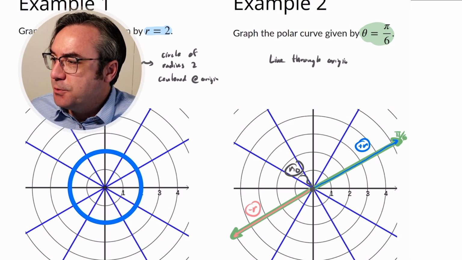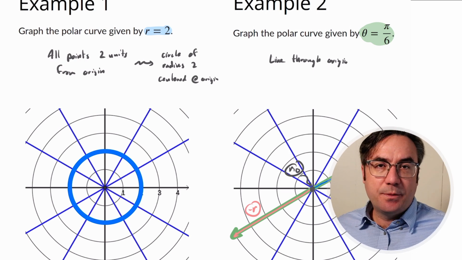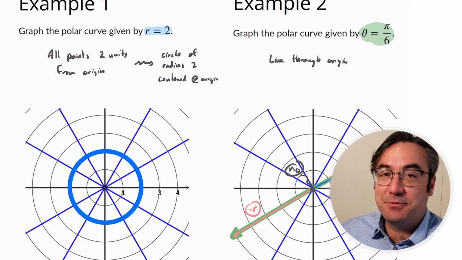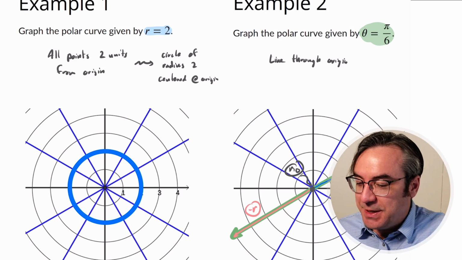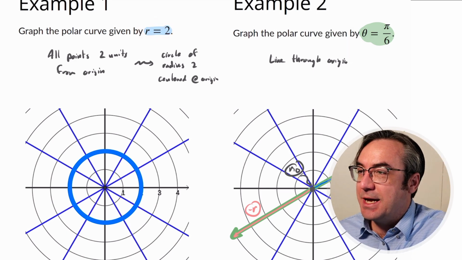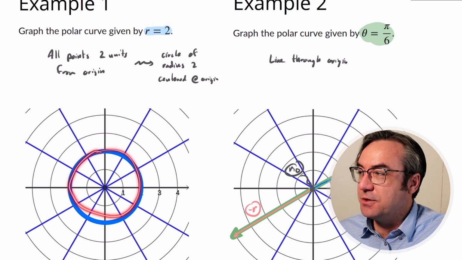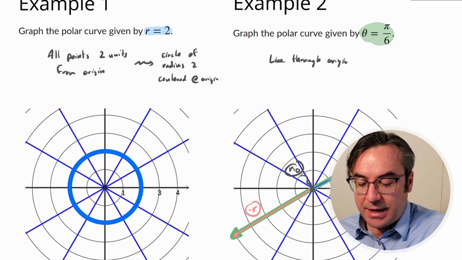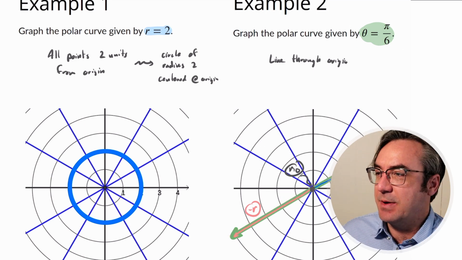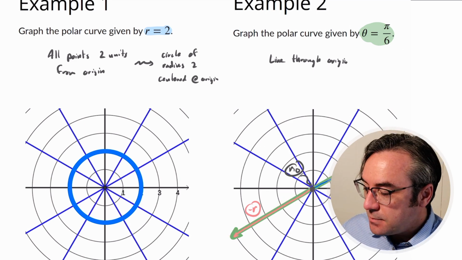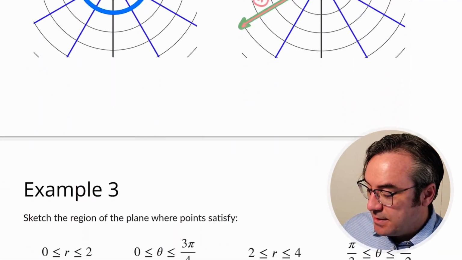So those are the two. In the next section, we'll be looking at more exotic types of polar curves. But these are the two most basic ones, where we set r equal to a constant, and that's just giving us a circle, and then theta equal to a constant, and that's just giving us a line segment, or a line.